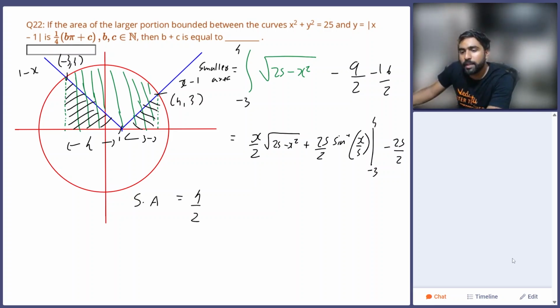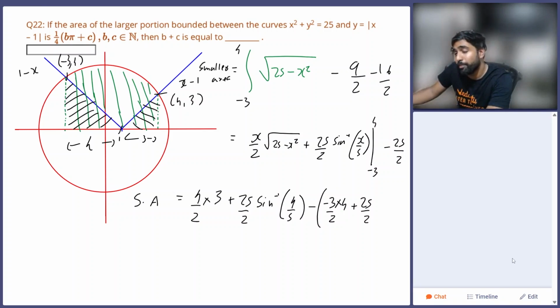4 when you put, you will get 4 by 2 into root of 25 minus 16, that's root 9, which is 3, plus 25 by 2 into sine inverse of 4 by 5. Minus, now you substitute the lower limit, that is minus 3 by 2 into root of 25 minus 9, which is root 16, that is 4, and plus what do you have over here, 25 by 2 into sine inverse of minus 3 by 5. So I can take this as this, let's make this minus sine inverse 3 by 5, and the entire expression, there is a minus 25 by 2 also.